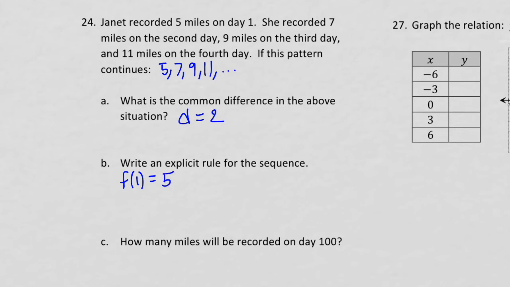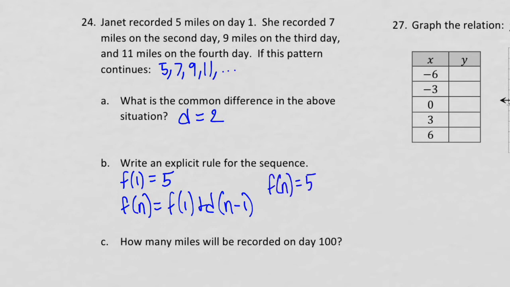So using that, I can write the explicit rule, which is f of n equals f of 1 plus D times n minus 1. Plugging in the values, we have f of n equals 5 plus 2 times n minus 1. And there you go. That is your explicit rule.